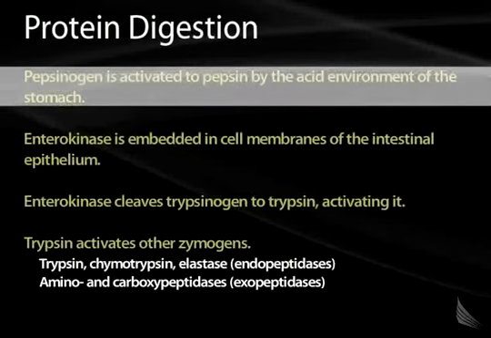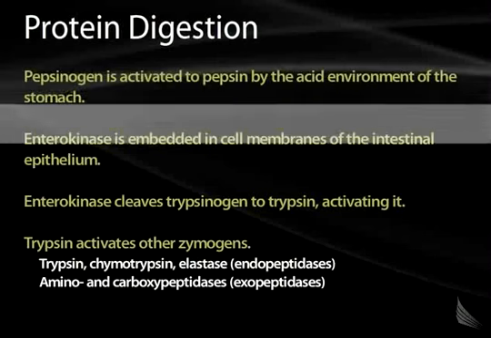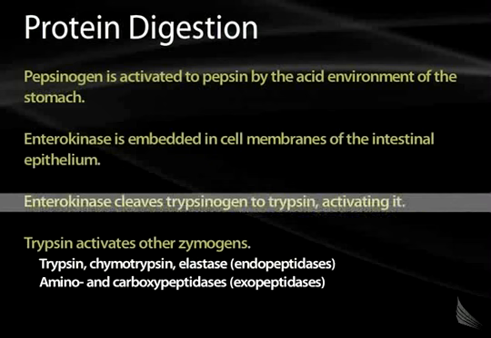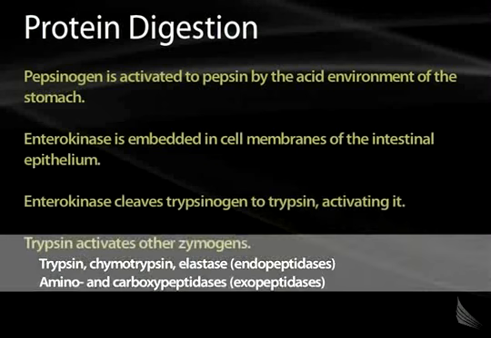One of these zymogens, pepsinogen, is produced by the chief cells of the stomach, and it's activated to pepsin by the acid environment of the stomach. The other zymogens are activated in the intestine. There's a protein called enterokinase, which is embedded in the cell membranes of the intestinal epithelium. Enterokinase cleaves trypsinogen, a pancreatic peptidase, to trypsin, in the process activating it. And then trypsin is able to activate other zymogens.